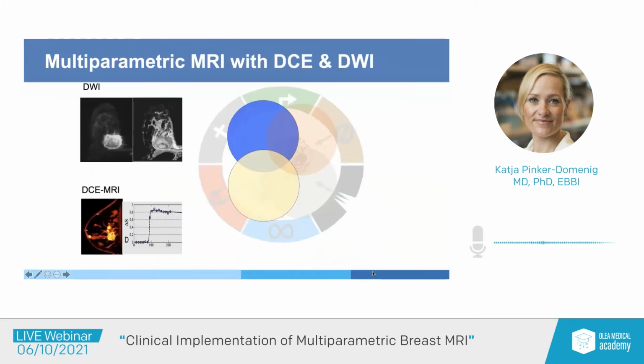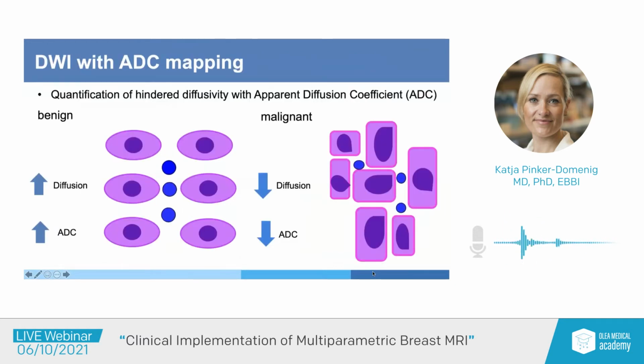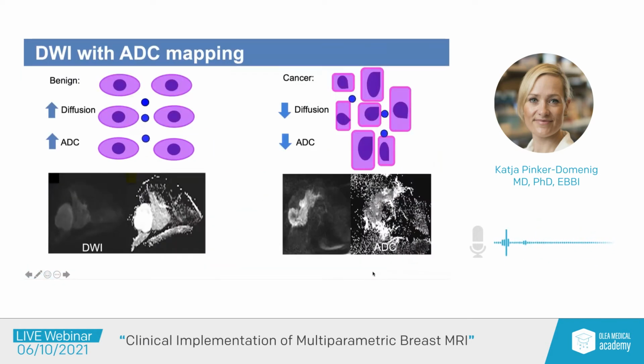So I first want to focus on multiparametric MRI with DCE MRI and DWI, because I think that is the most important, most researched and most valuable combination. Diffusion-weighted imaging visualizes cancer through hindered diffusivity, which we can quantify through the apparent diffusion coefficient. In benign tissue, the cells are loosely grouped and the water can move freely. Whereas malignant cells have different shapes and sizes and are sort of bloated, and the water cannot move freely within them. This we can capture with imaging, and we quantify the hindered diffusivity with the apparent diffusion coefficient.